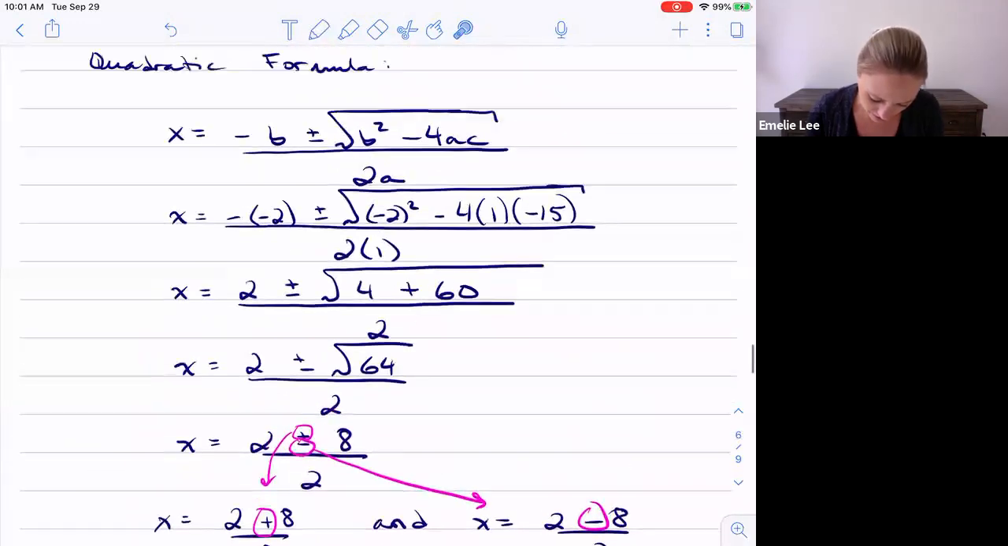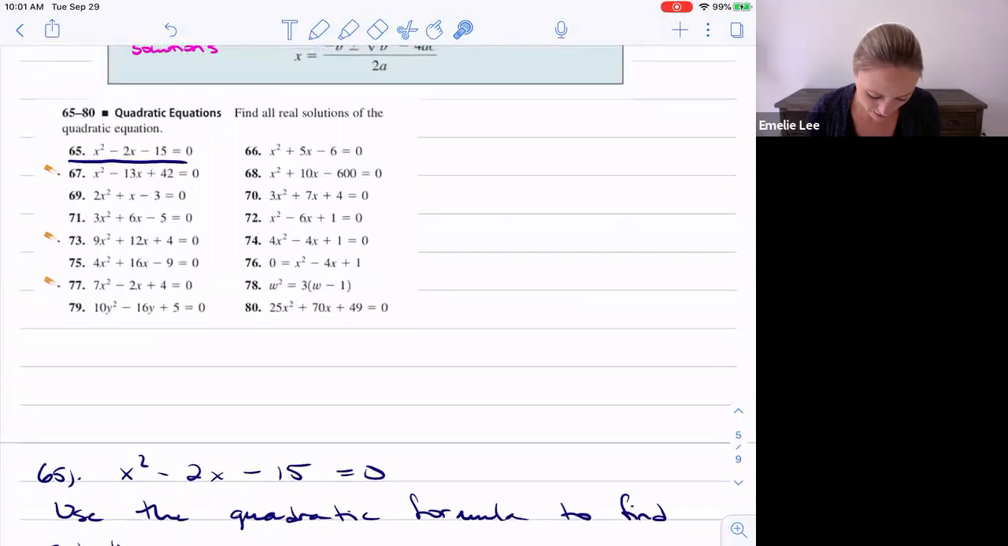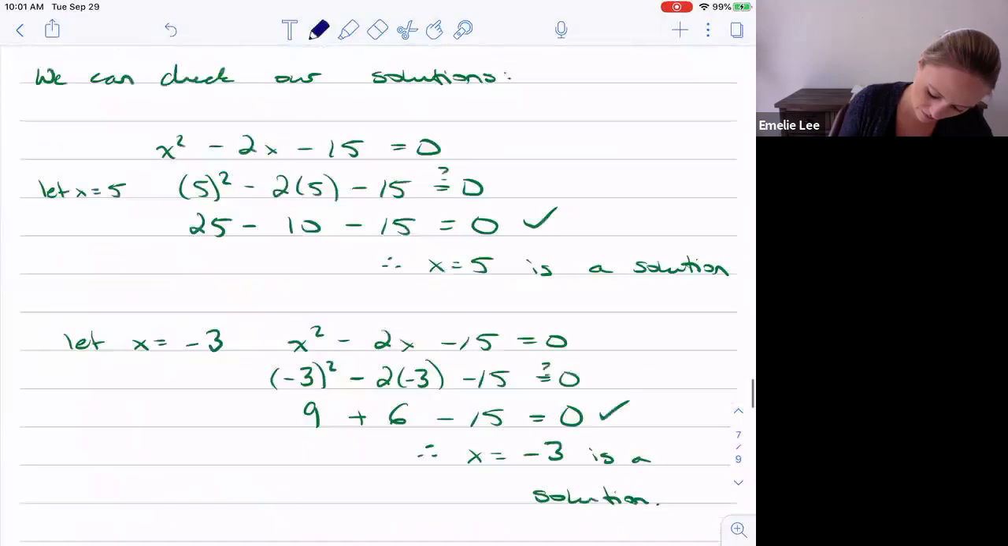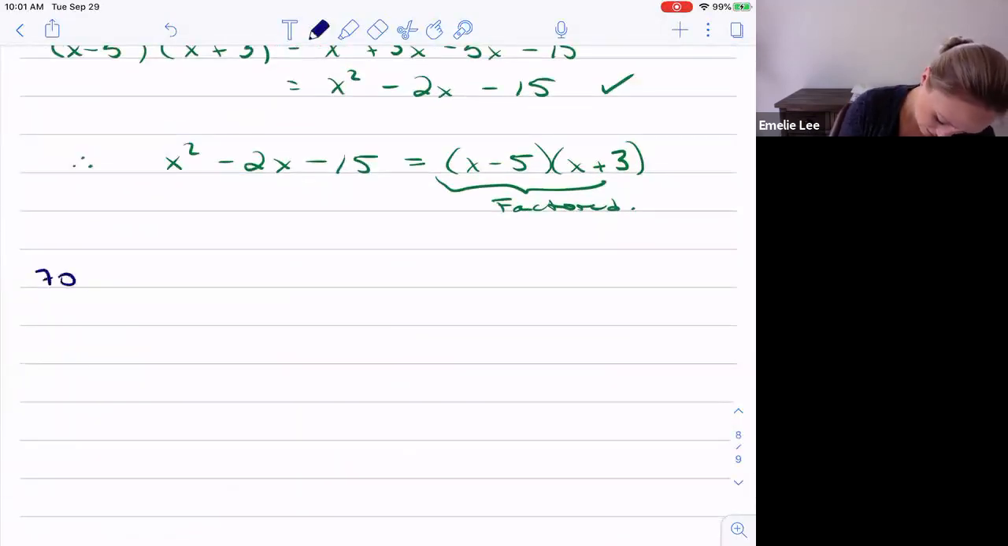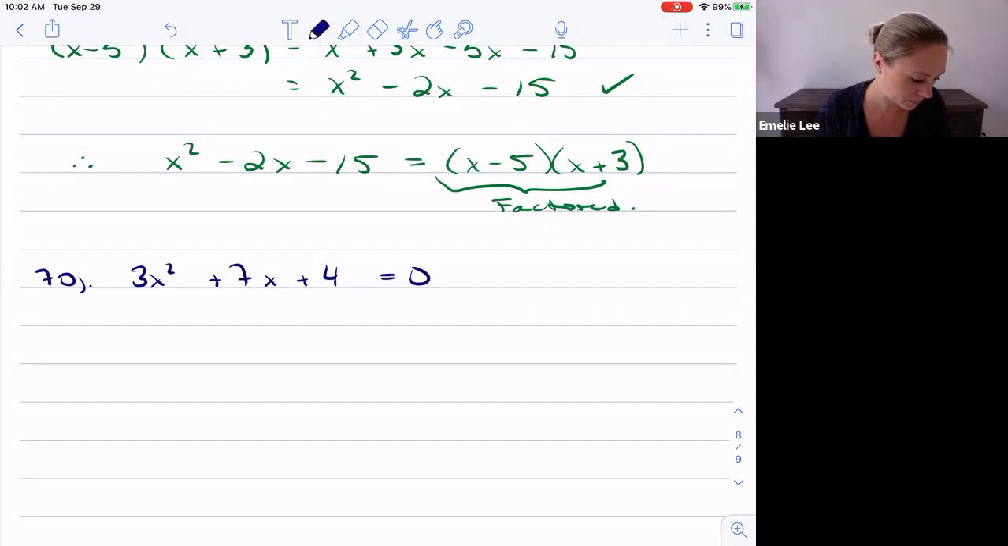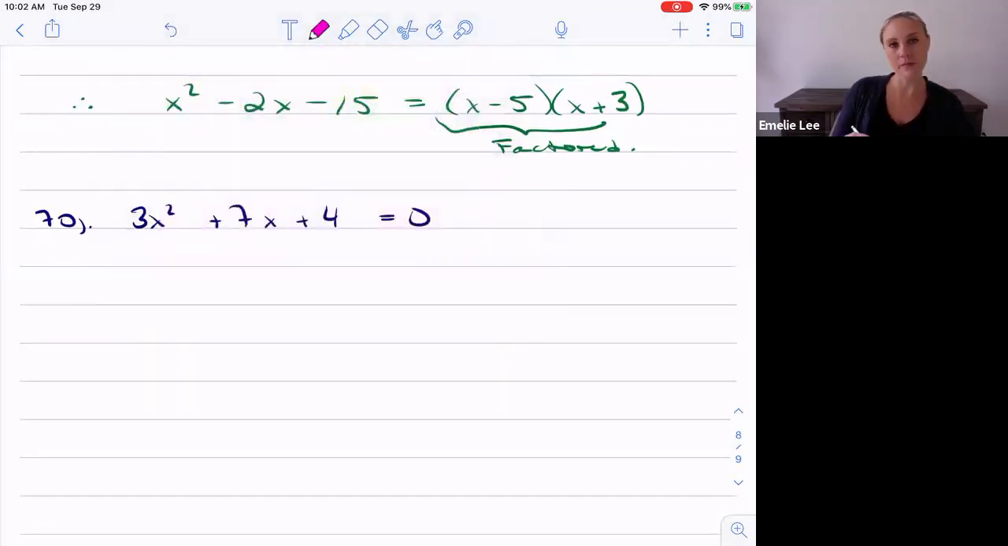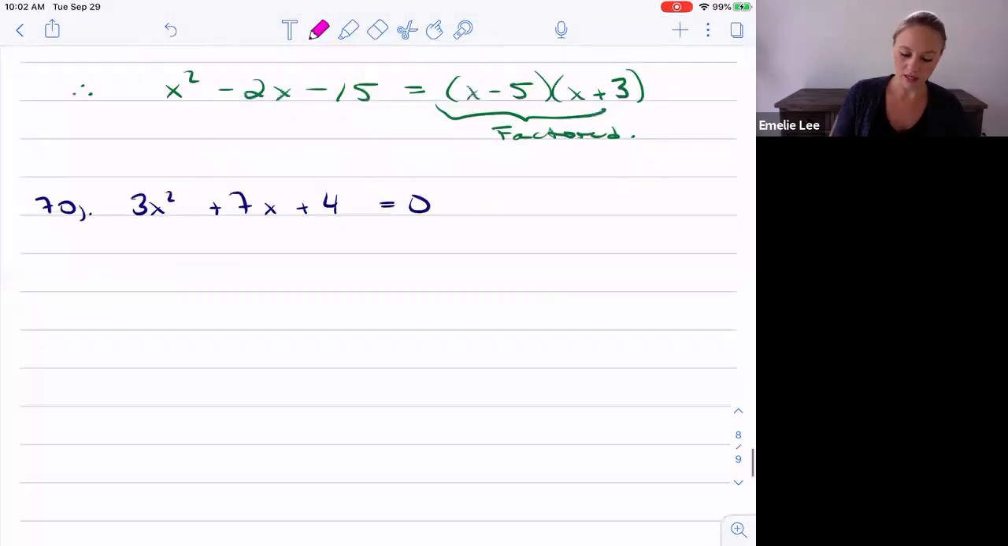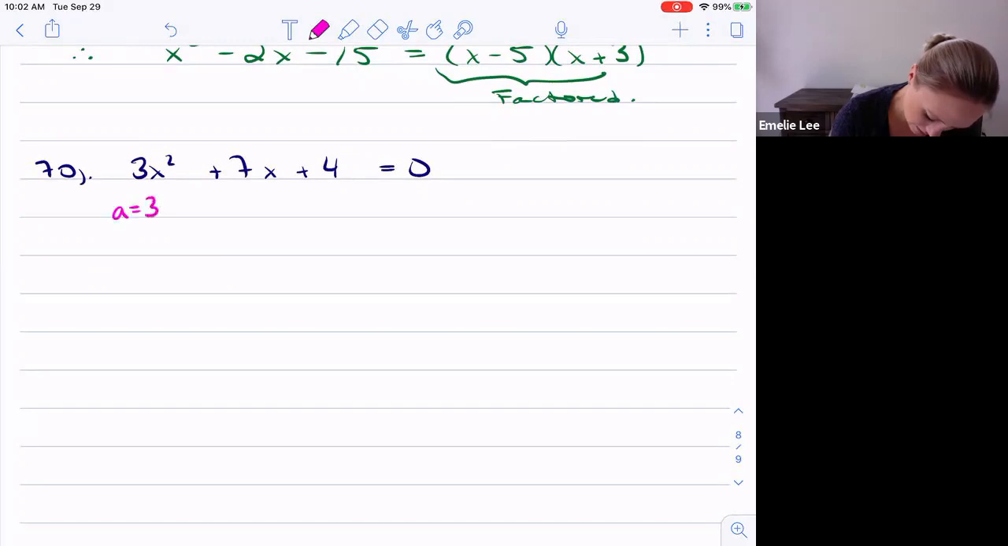All right, where's another one? Which one did I say next? I think we said 70. 70 looks good: 3x squared plus 7x plus 4 equals 0. Just make sure I have it here. Okay, so now I'm going to go a little bit faster and say, here my a is 3, my b is 7, and my c is positive 4.